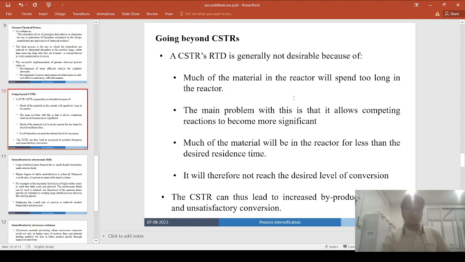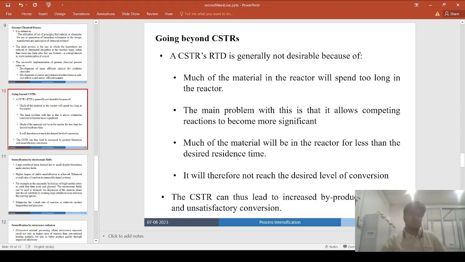Because the CSTR residence time distribution is generally not desirable, because much of the material in the reactor will spend too long in the reactor. And the main problem with this is that it allows the competing reaction to become much more significant, because some of the material will spend too long. And then the third problem is that some of the material will be in the reactor for less than the desired residence time.